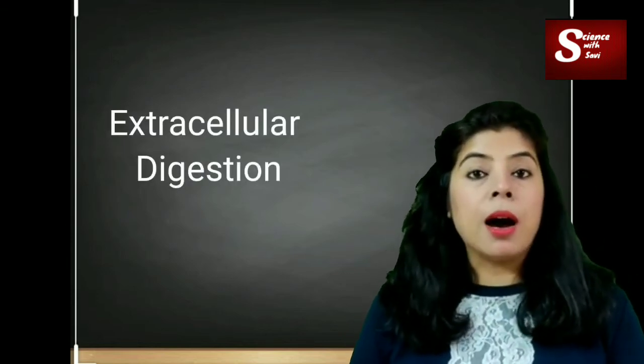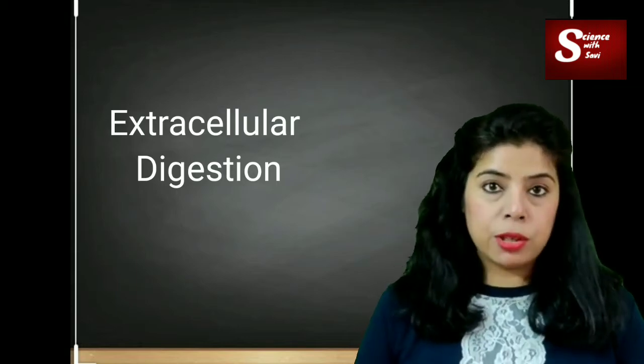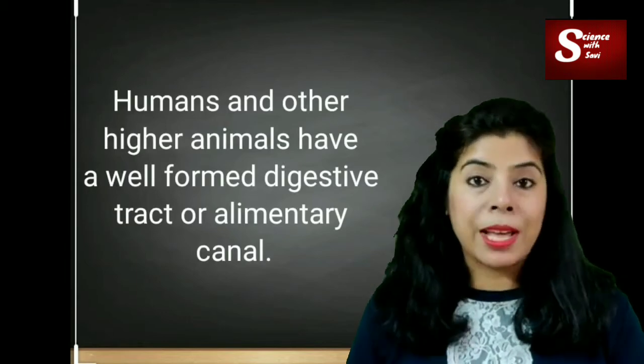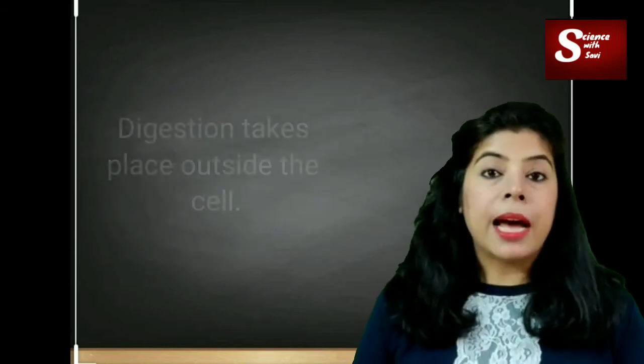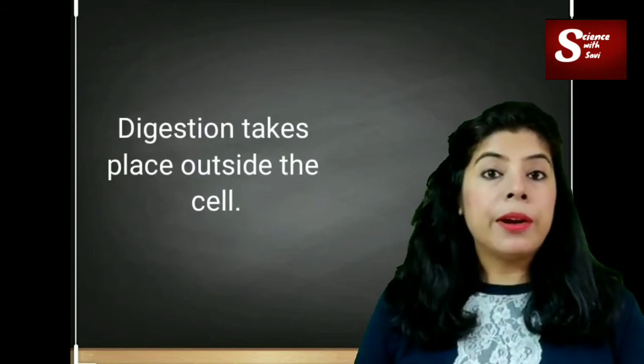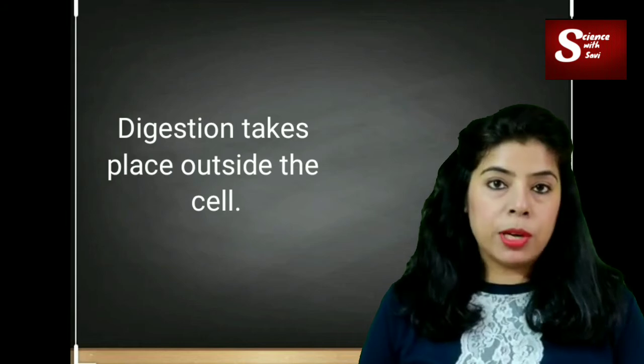Now, the second kind of digestion in holozoic animals is extracellular digestion. This happens in all higher forms of organisms like we human beings and other animals. Here they have a well-defined and proper digestive tract, and the digestion takes place outside the cell. That is, there are specific organs which are meant for digestion. So this kind of digestion is called extracellular digestion.